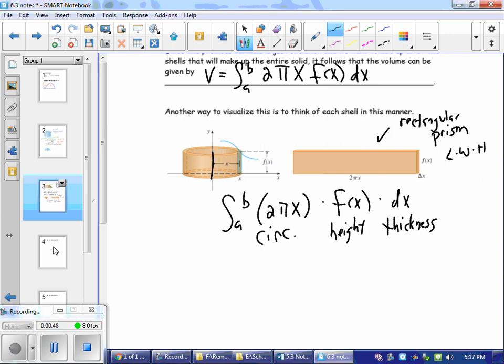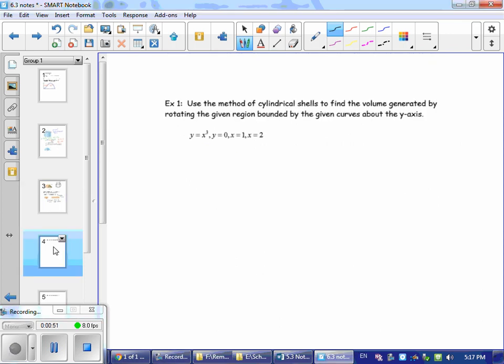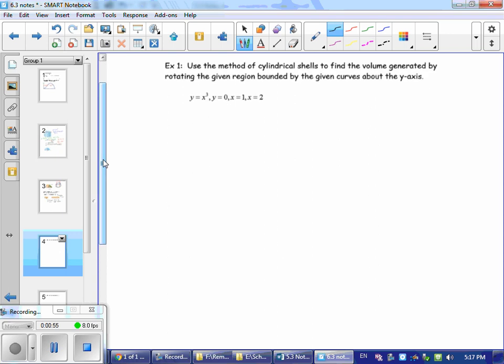So let's take a look at our first example. We're going to take the equations given here and use the method of cylindrical shells to find the volume generated by rotating the given region bounded by the curves about the y-axis. So it's pretty much like the example that we were just talking about, just a little bit different functions here.